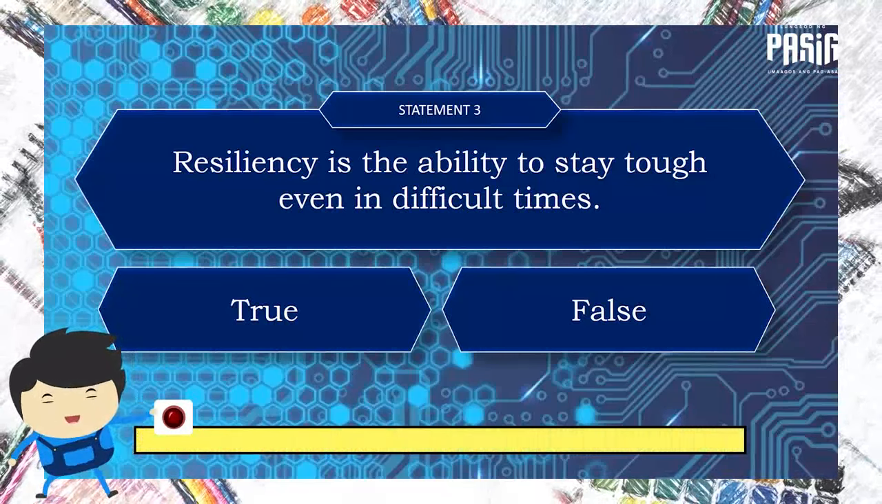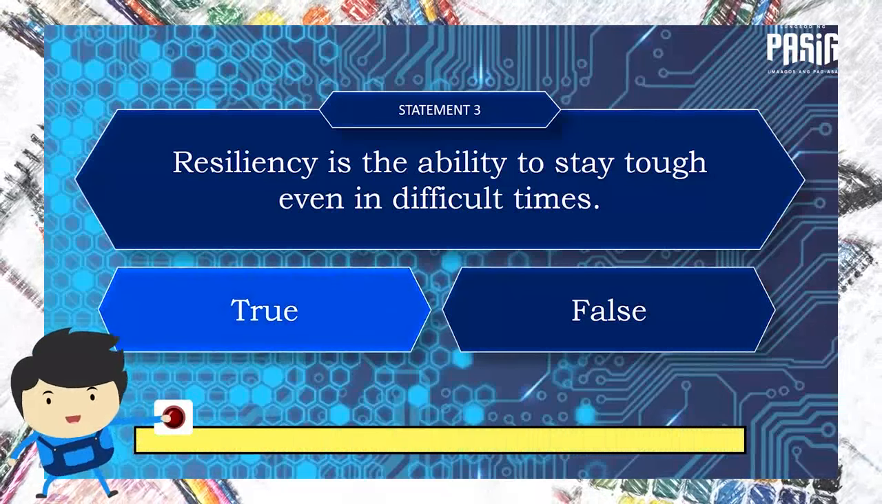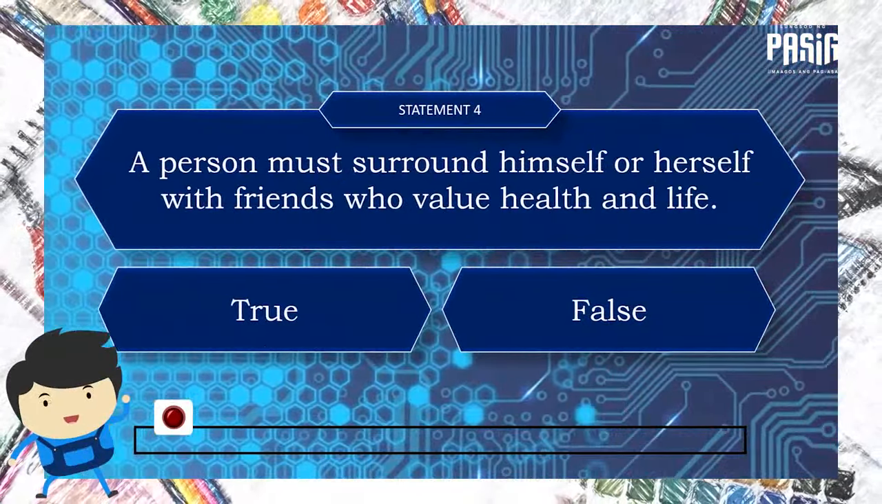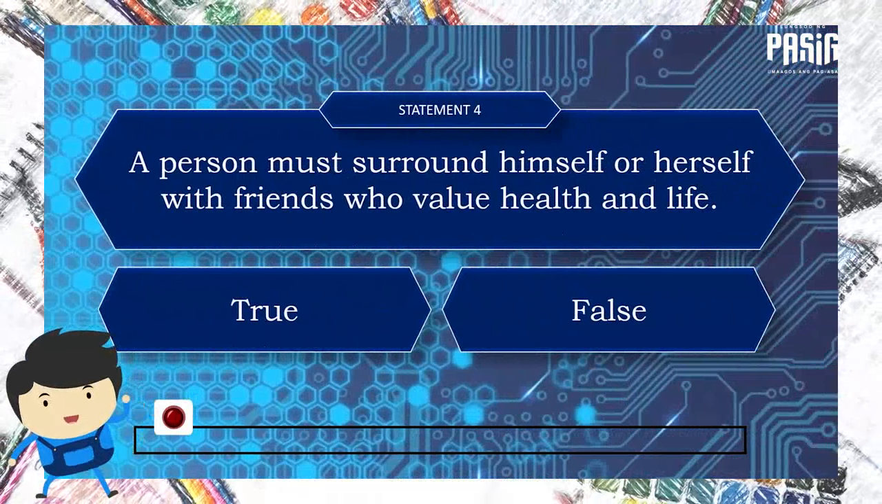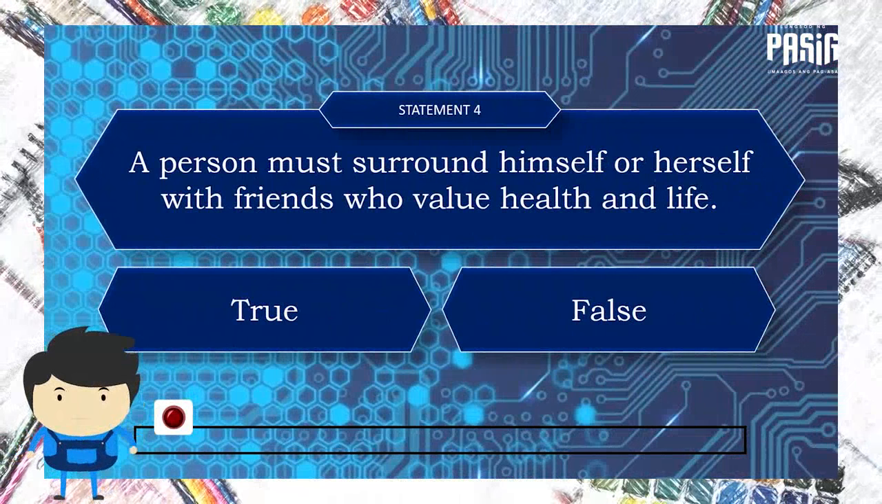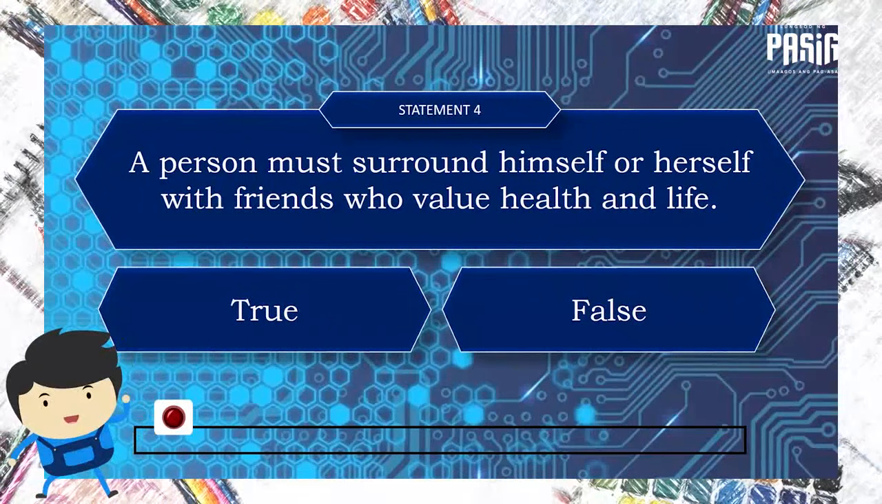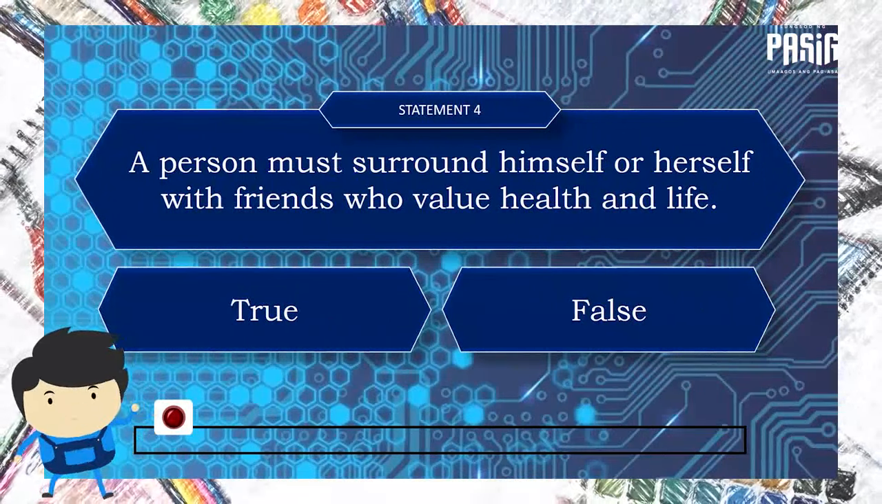The correct answer is... congratulations. Statement number 4. A person must surround himself or herself with friends who value health and life. True or false? Timer starts now.